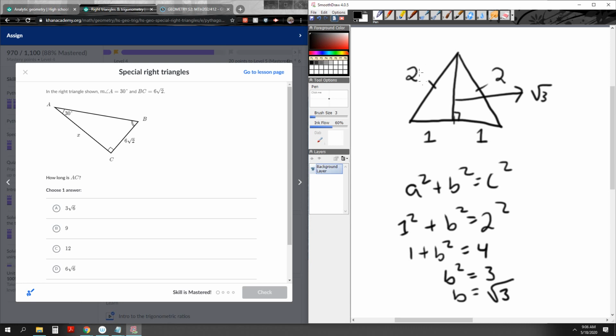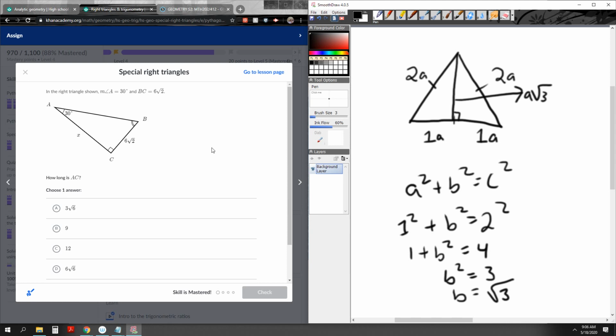Now, if instead of saying this was 2, we said this was 2a, this was 2a, then that would make this a, or 1a, and that would make this a root 3. So if this was 10, this would be 5, and this would be 5 square root 3. If this was 80, this would be 40, and then this height right here would be 40 square root 3.